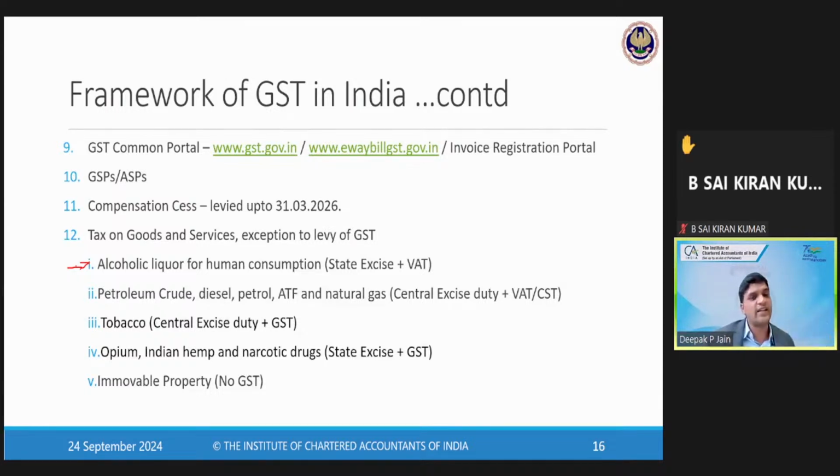What is CST in the second point? CST is equivalent to the VAT. So if you are doing any kind of sale, like in GST, how we have intrastate supply and interstate supply, similarly under the pre-GST regime, if you're making any intrastate supply, you will pay VAT. If you are making any interstate supply, then you will levy CST.